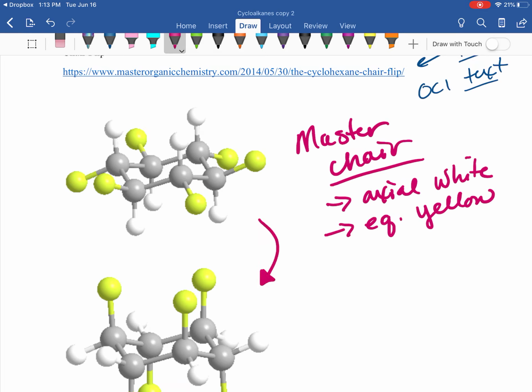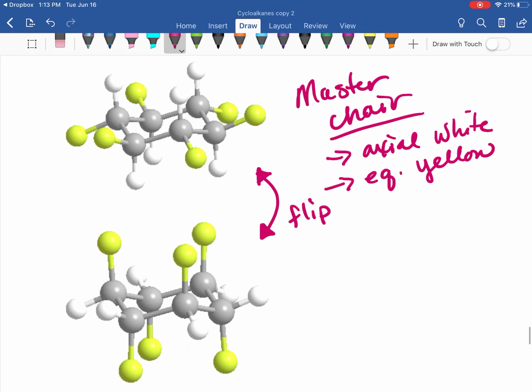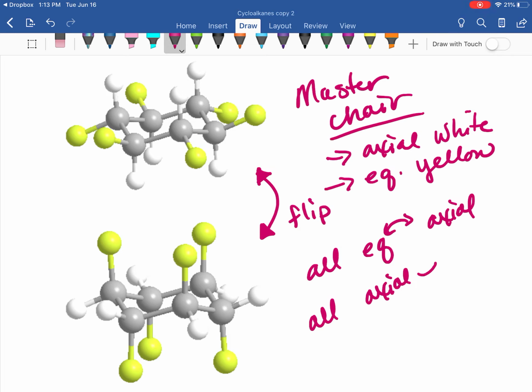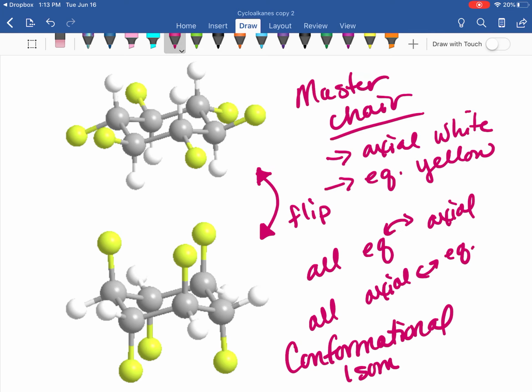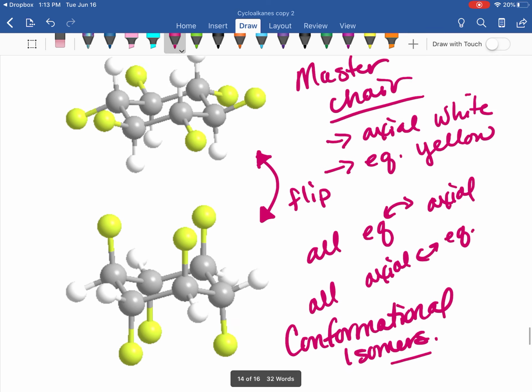When we flip our chair, so let's flip. Sweet, look at that. All of your equatorials are now axial, and all of your axials are now equatorial. So these are your conformational isomers. Write that down in your notes.